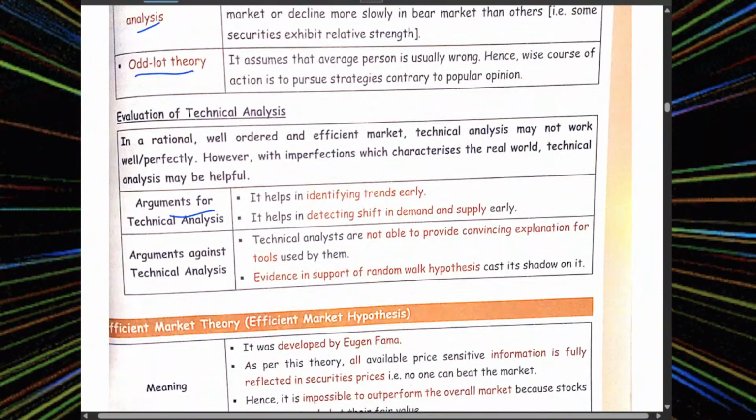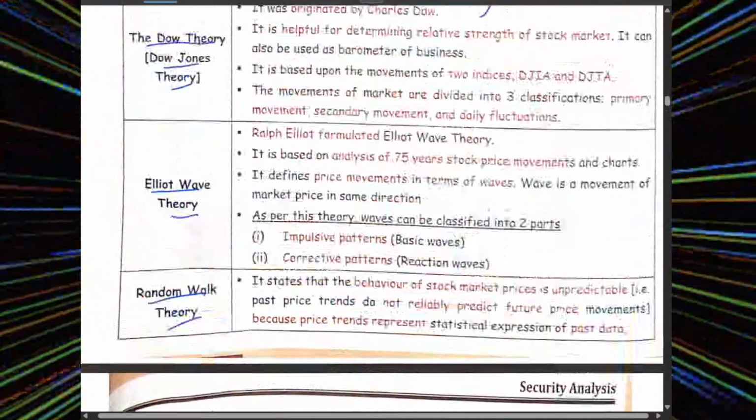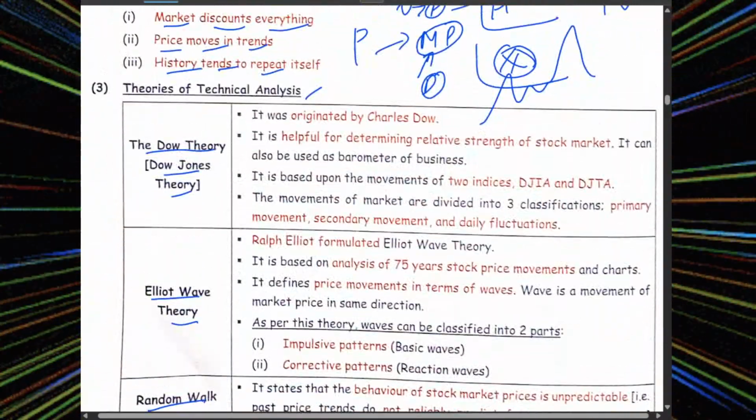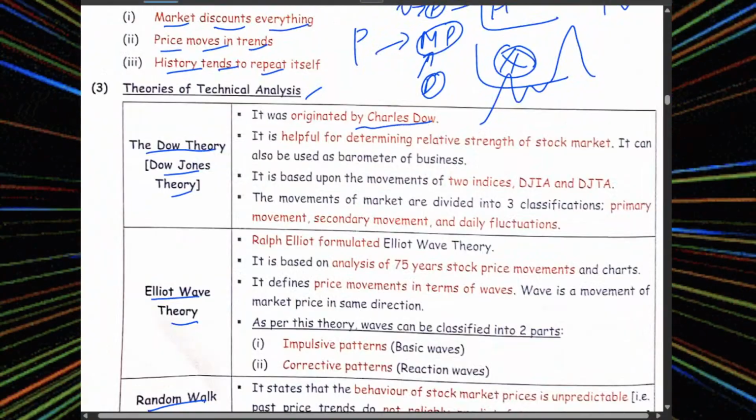So what is the argument of technical analysis? Everything is there. So we will see one by one. Okay. So what is the Dow theory? It was originated by Charles Dow. This person created the Dow theory. It is helpful for determining the relative strength of the stock market.